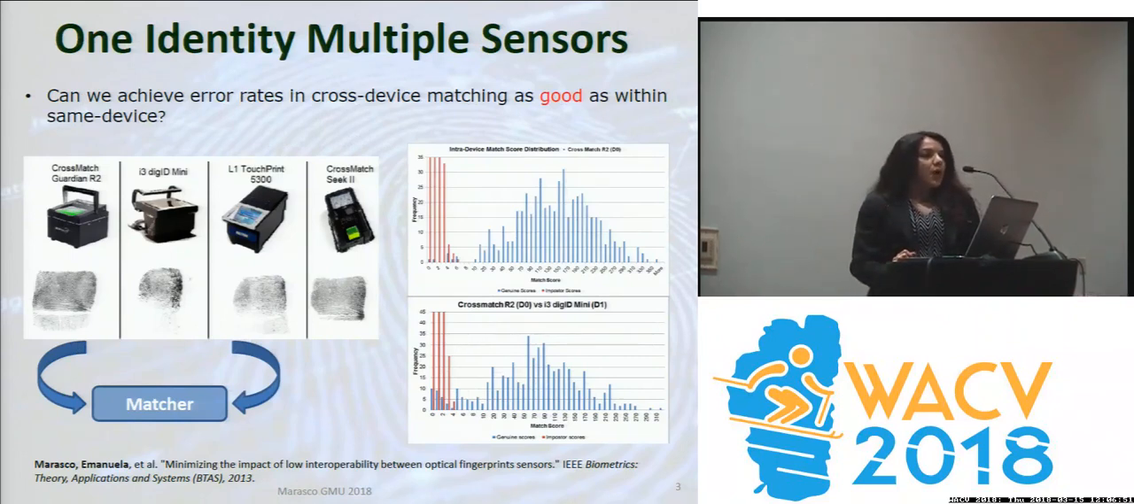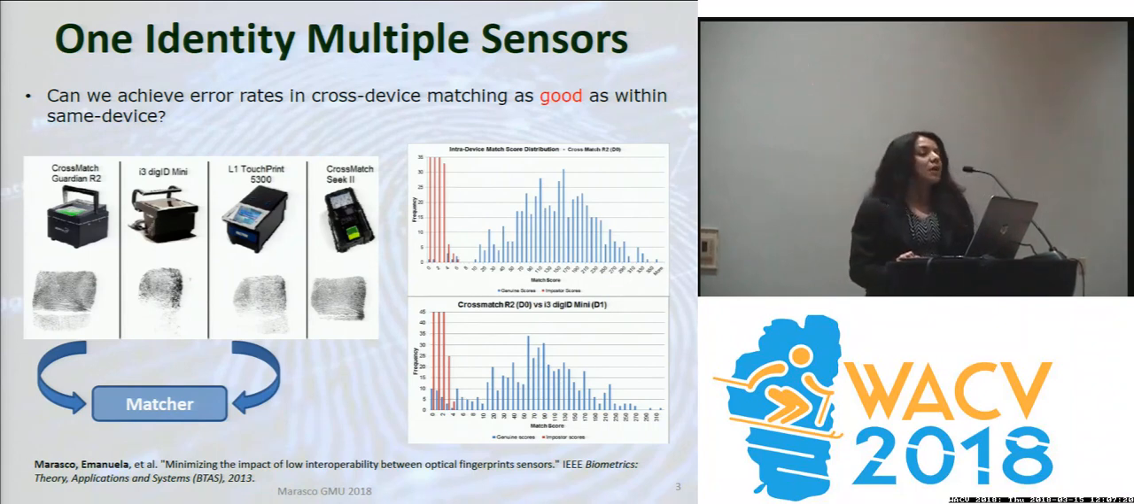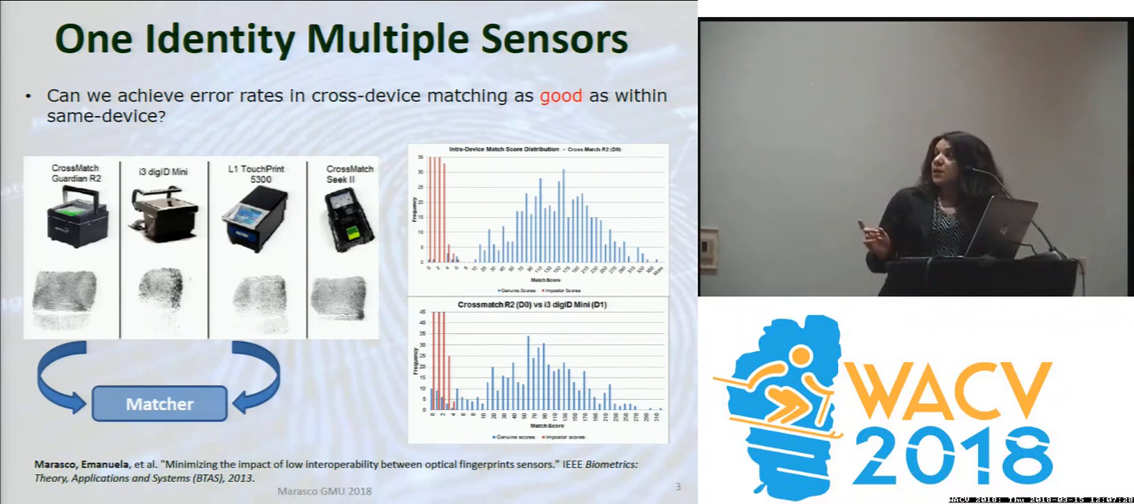So the goal of this research, of course, is to match in cross-sensor scenarios with the same accuracy as in intra-device. We are using optical sensors that are very accurate, so they are now deployed in high security level applications like US-VISIT. We have cross-match devices. We are considering the same manufacturer, different models, and also different manufacturers, all possible combinations. And we want to match two fingerprints acquired using different devices.